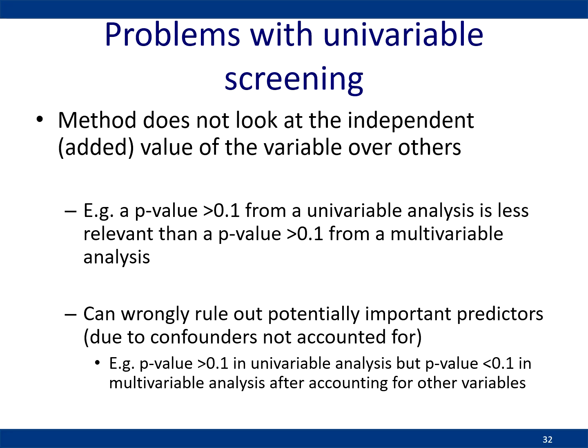However, this is problematic as it doesn't look at the independent or added value of each variable after accounting for the other variables in the analysis. So for example, a p-value greater than 0.1 from a univariable analysis isn't the same as a p-value of greater than 0.1 in a multivariable analysis accounting for the other predictors. And in some cases, particularly, for example, if there's confounding, actually these p-values might differ and something could be significant in the multivariable model, but would therefore have been excluded at this univariable stage.